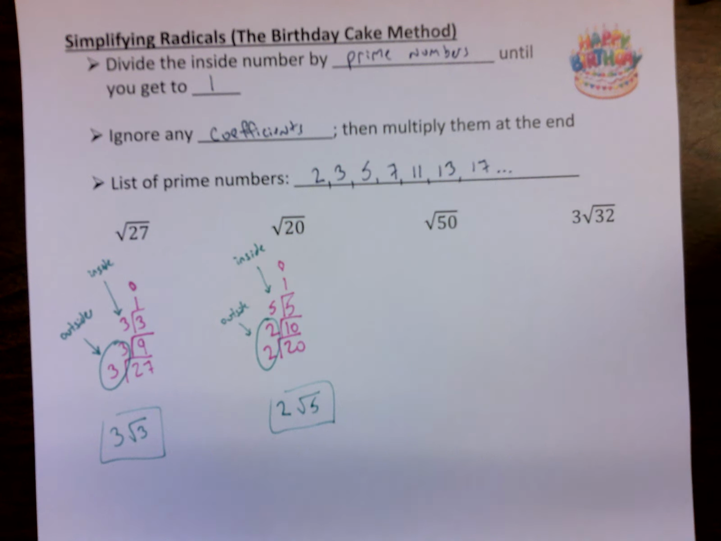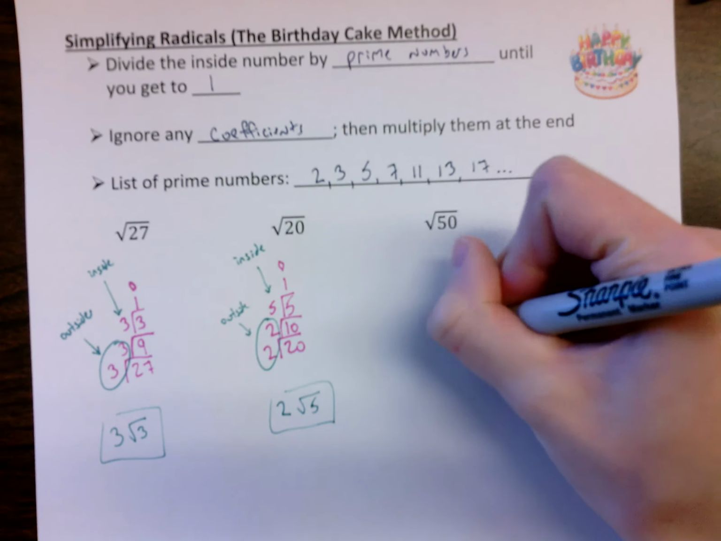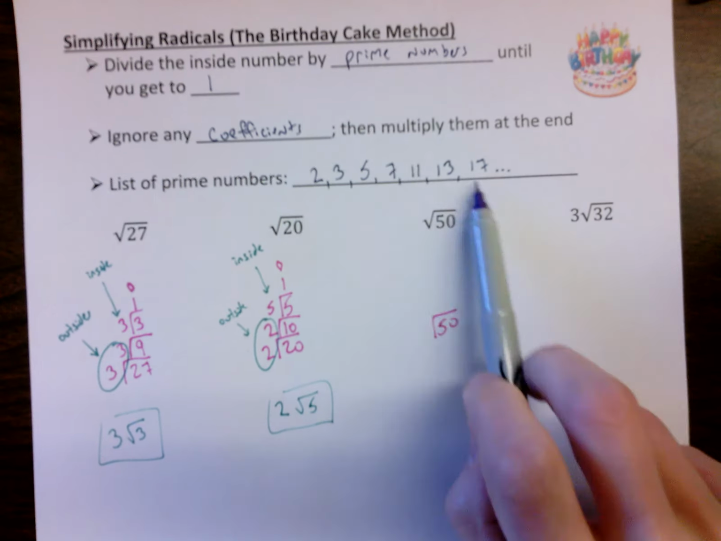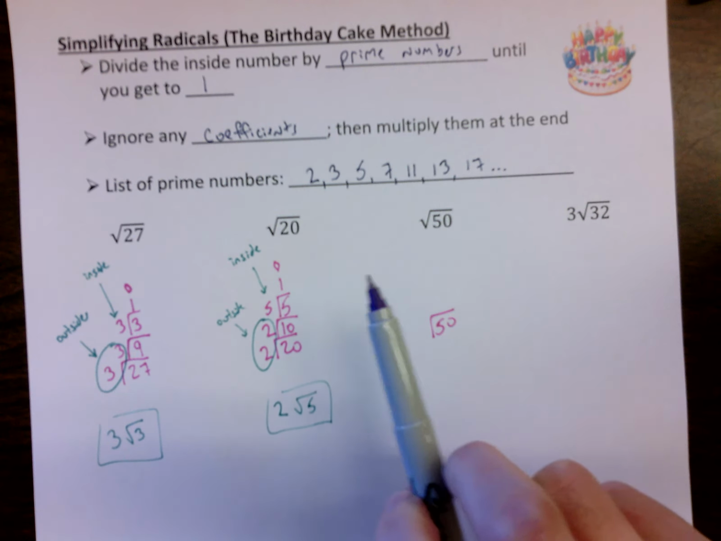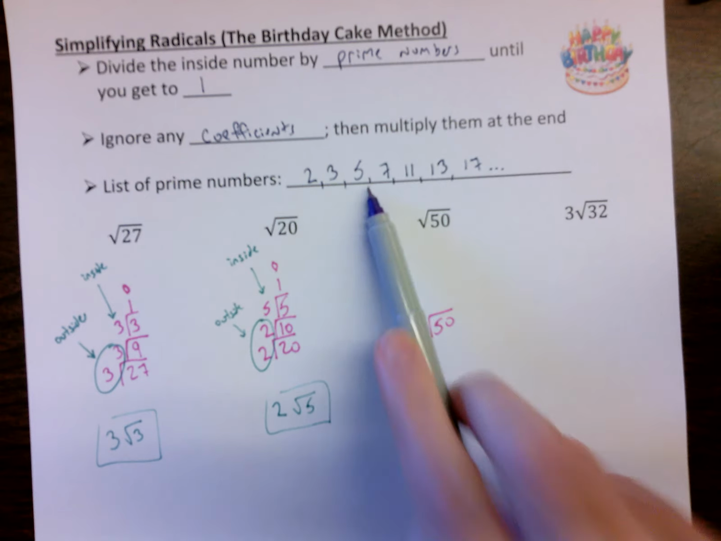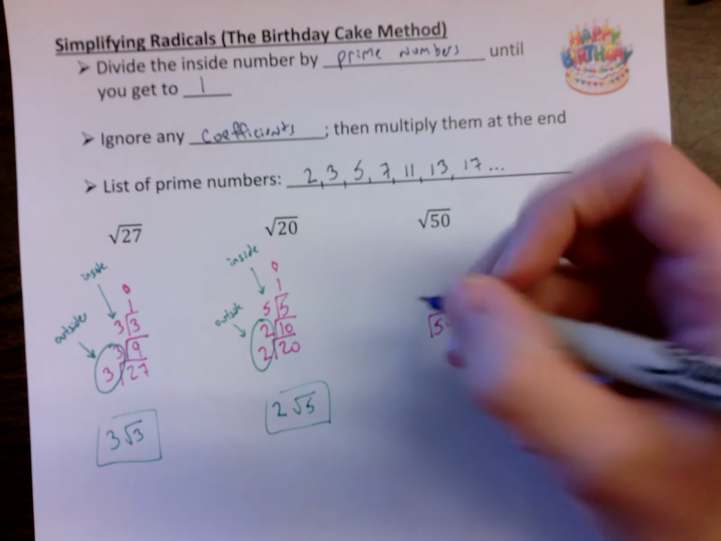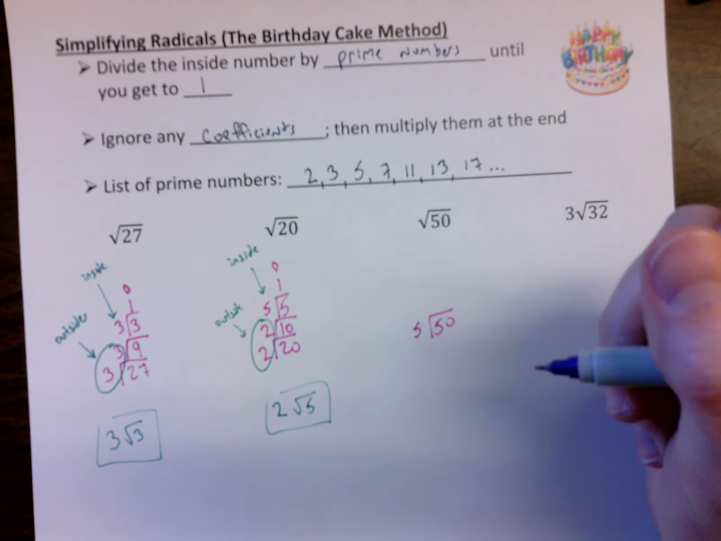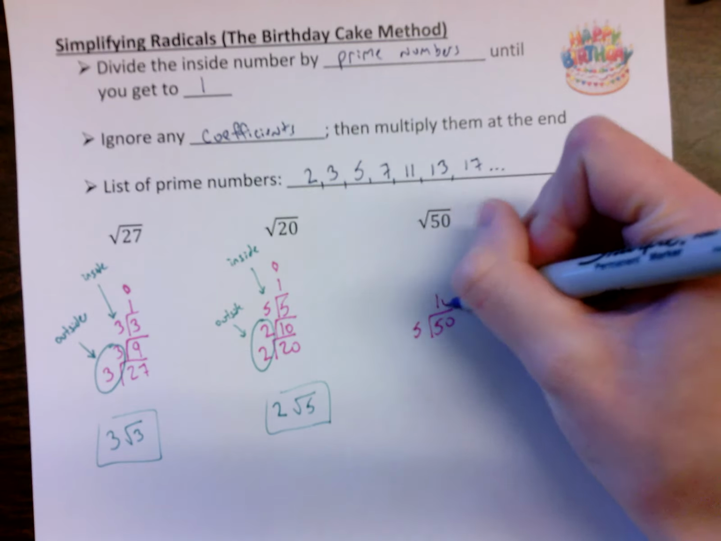All right, let's do it with 50. So I'm starting with 50, and I'm looking for any one of these numbers that goes evenly into it, right? You might notice 2 goes into that. That would work. You might notice 5 goes into 50. That would work too. I think I'm going to go with 5. 50 divided by 5 is 10.